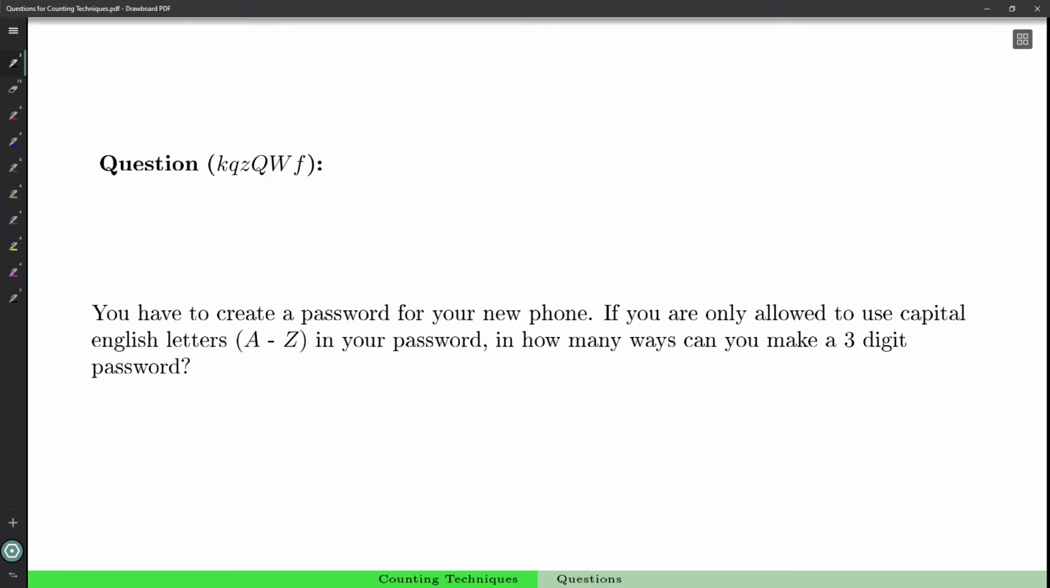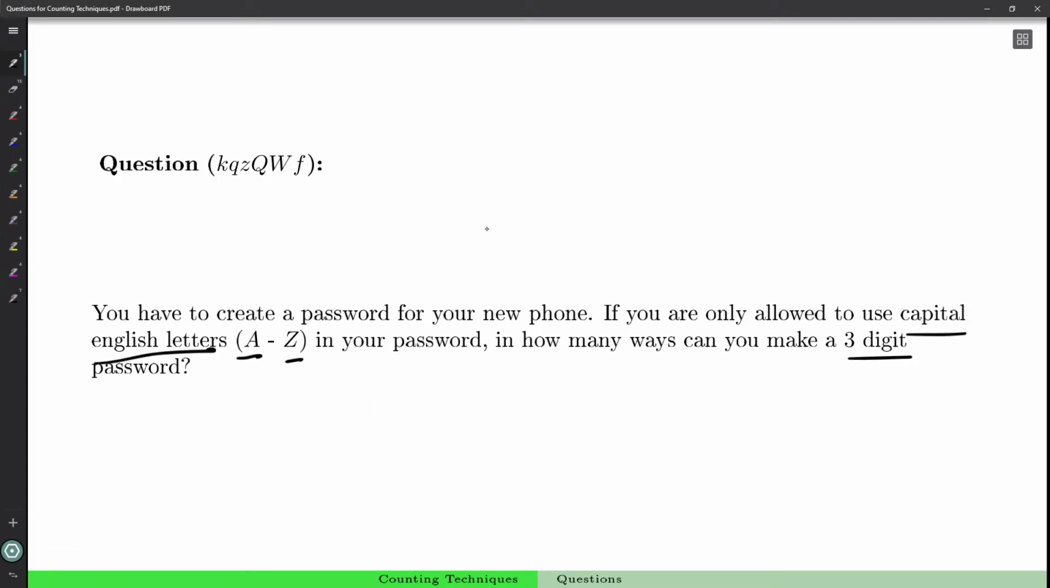You have to create a password for your new phone. But you're only allowed to use capital English letters, so from A to Z. Okay, and that's all you can use in your password. In how many ways can you make a 3-digit password?